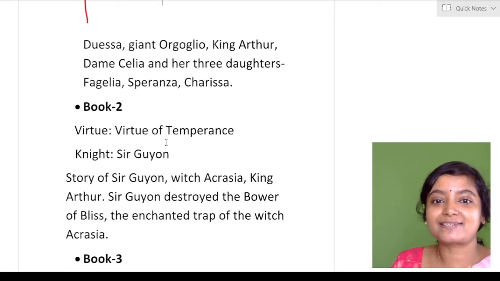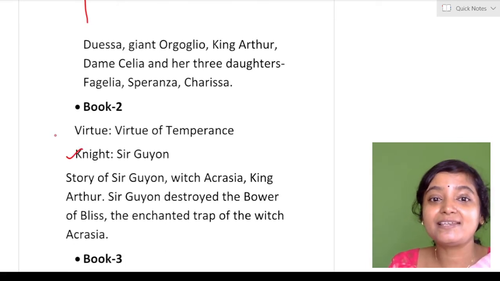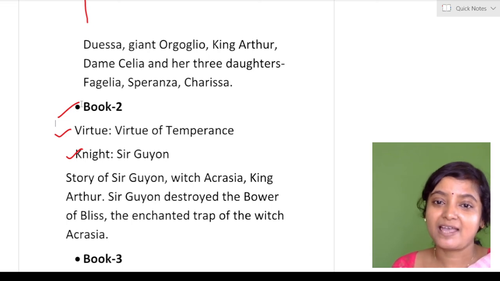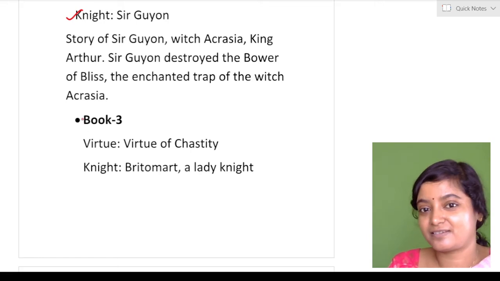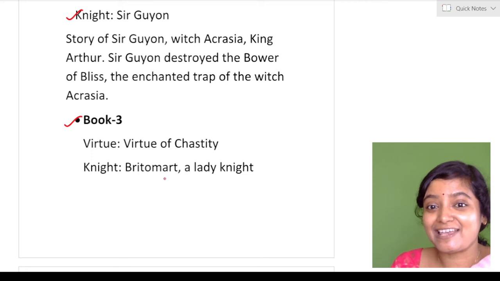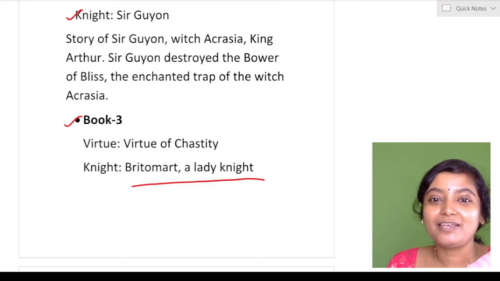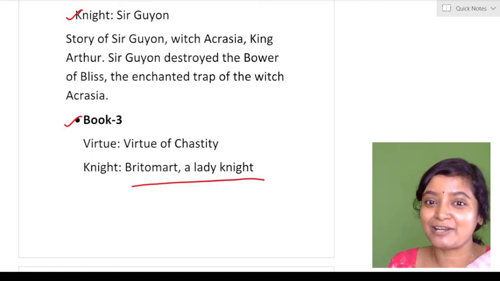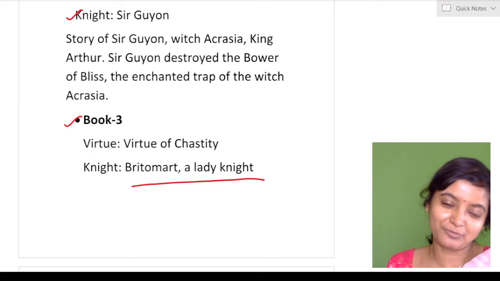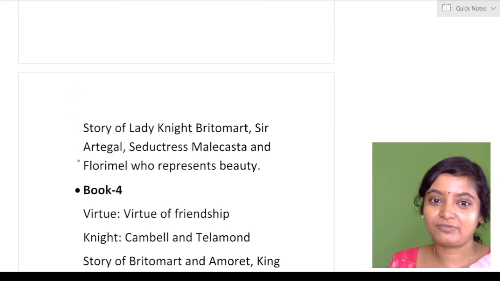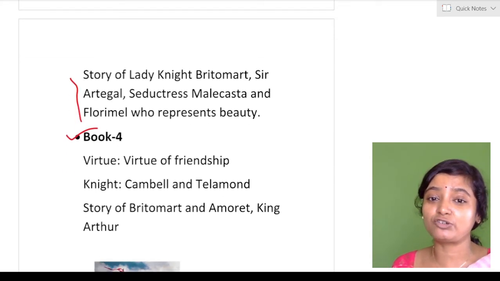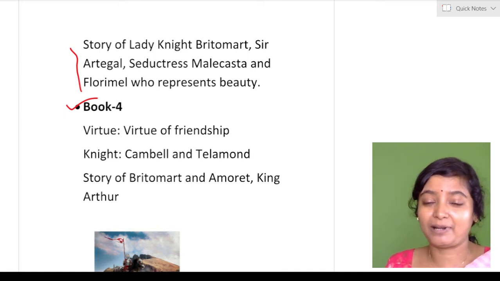In book number 2, there is a knight, Sir Guyon, and he represents the virtue of temperance, and again there is a character list. Book number 3 is the virtue of chastity, celebrated by Britomart, a lady knight. Keep in mind in which book you find a lady knight and what her name is: Lady Britomart in book number 3. There is a character list of book 3. Book 4 is the virtue of friendship, represented by the two knights Cambell and Triamond.